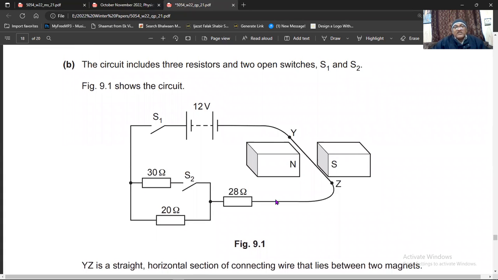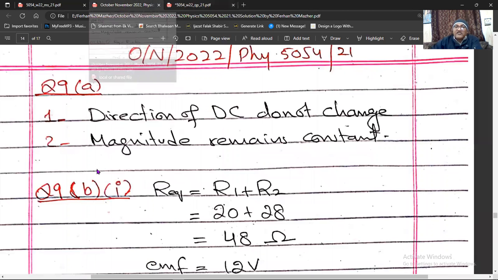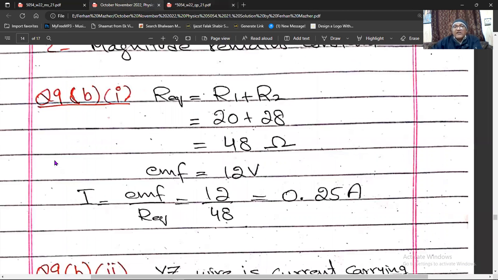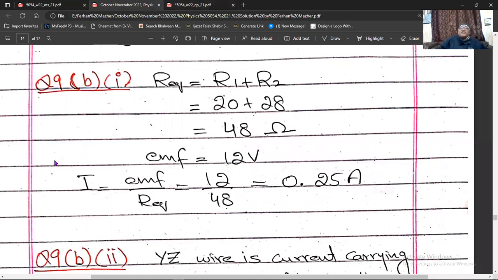So the total resistance of this circuit will be 20 plus 28 ohm because they are in series. And the EMF is 12 volts, so I can calculate the current. The R equivalent in this case will be 20 plus 28, so that is 48 ohm. The current coming from the battery will be EMF divided by the total resistance, that is 12 volt divided by 48 ohm, and that will be 0.25 ampere. Same is the current which will flow through the wire YZ. So the current in the wire YZ will be 0.25 ampere.